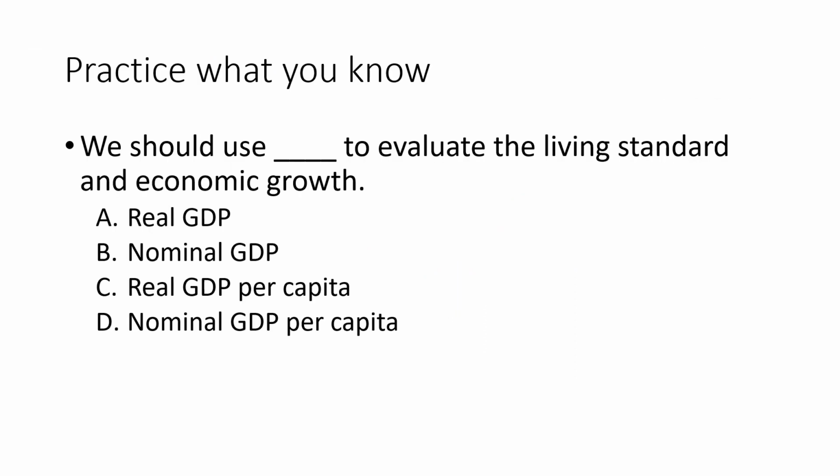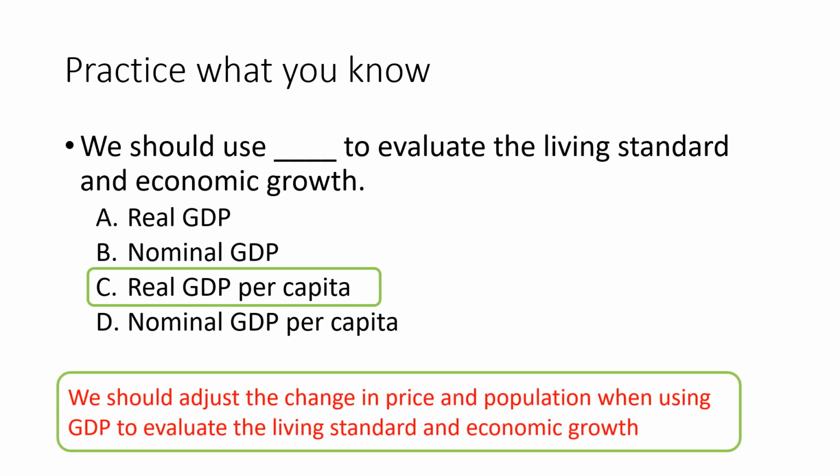Now, let's try to practice what you already know. We should use which type of GDP to evaluate the living standard and economic growth? The answer should be real GDP per capita. The reason is we should remember to adjust for the change in price and population size when using GDP to evaluate the living standard and economic growth.